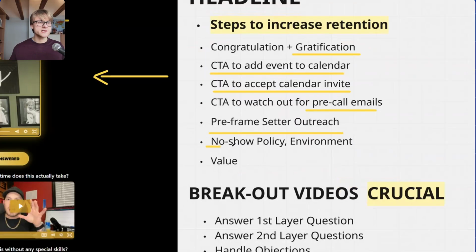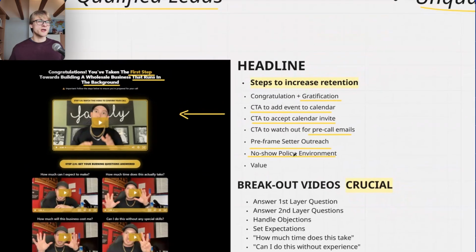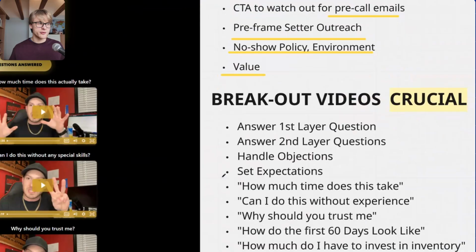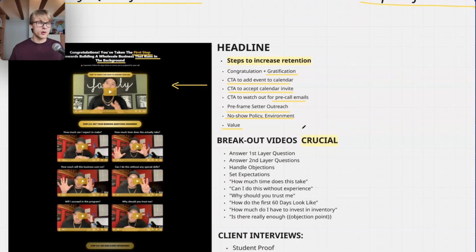We emphasize that there's a no-show policy, so they should really show up to this call. If not, they can never book in again, which creates urgency, right? And then we tell them to show up in a quiet environment, because we don't want to sit there with a bunch of turds, right? And then value as well. We give them some free value about the business model, 1 minute value, because this is another way for us to nurture them.